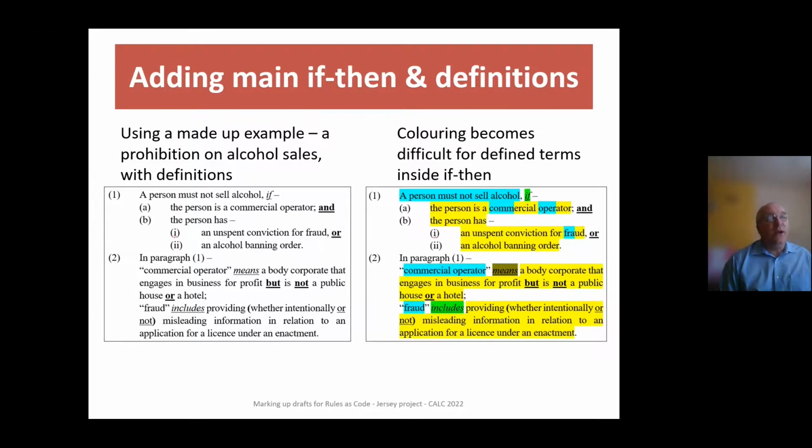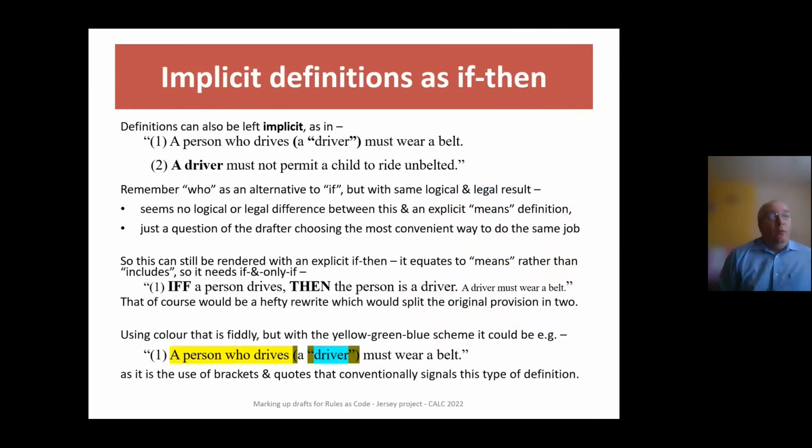So once you put the if then and the definitions together, you end up wondering how to colour commercial operator and fraud where they first occur in this. So again, we've used double colouring. But there are also obviously other kinds of definitions, particularly the classic one with brackets and quotation marks, and how to colour that and which bits to colour again becomes more difficult, less obvious.